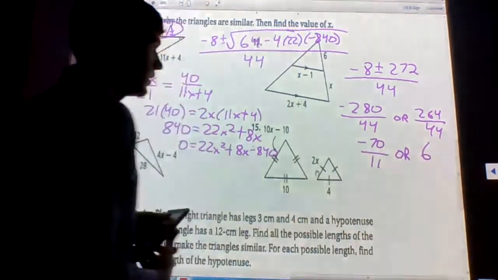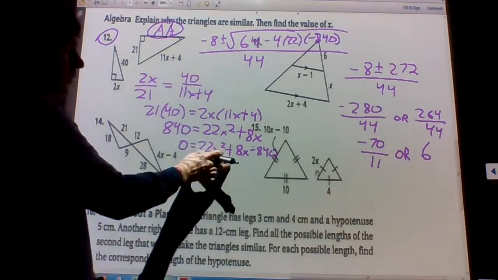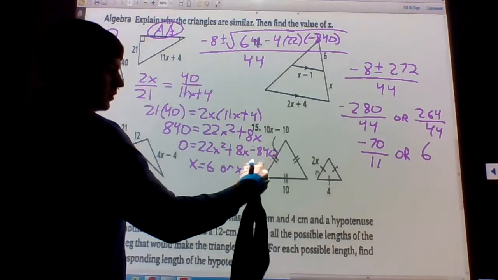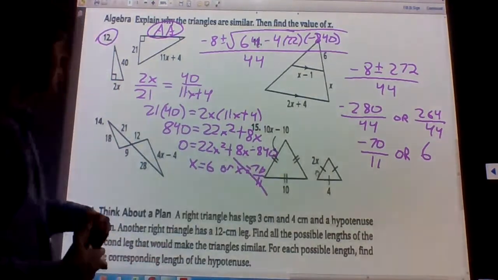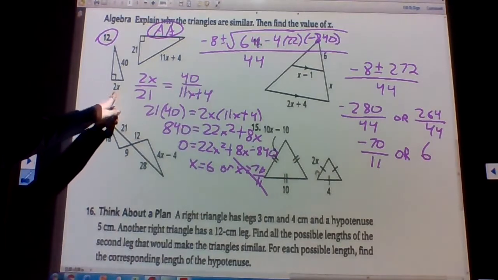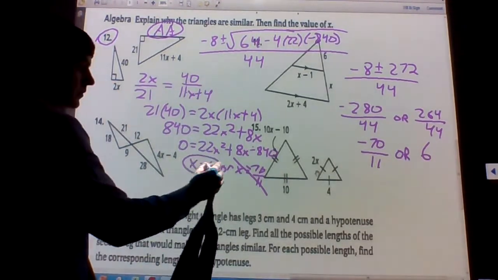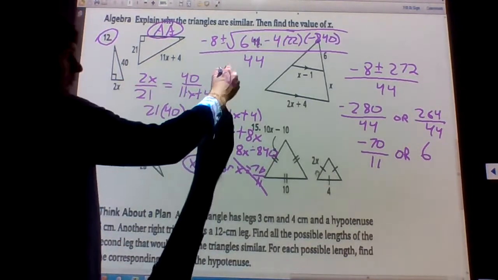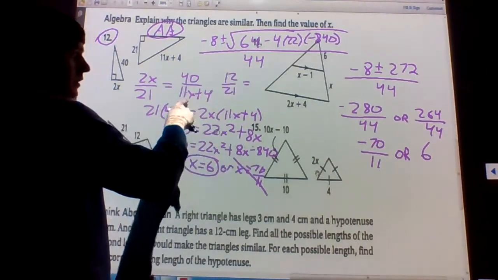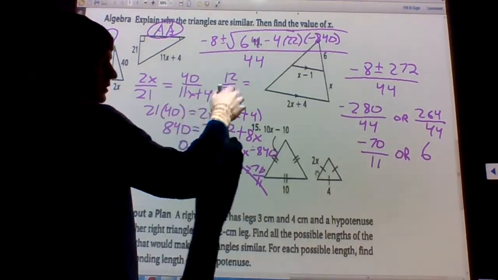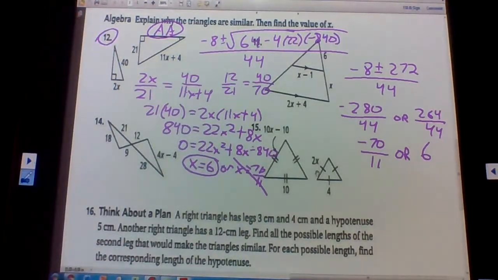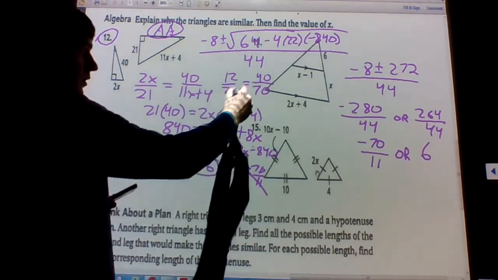Okay, you can't have a negative length here. Right, so you do the quadratic formula, this gives us x equals 6 or x equals negative 70 over 11. But you can't use the negative because that's going to give you a negative answer here, so it has to be 6. To check our answer, we could plug it back in. 2 times 6 is 12. So that's 12 over 21. And then 6 times 11 is 66, plus 4 is 70. So 40 over 70, and those are both equal to 4 over 7. So we know we're good. X is going to be 6.